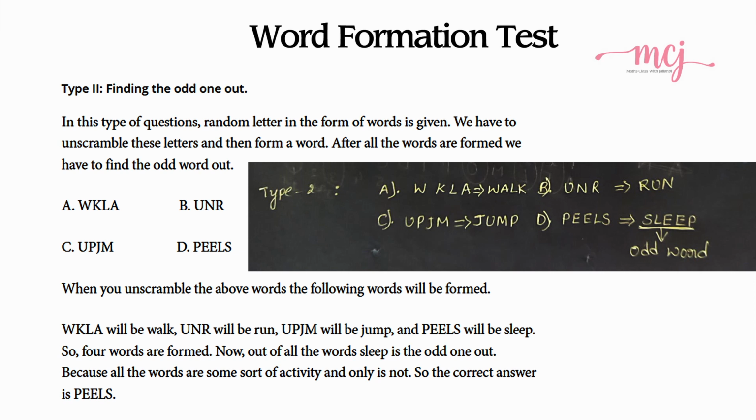When you unscramble the above words, the following words will be formed. WKLA will be walk. UNR will be run. UPJM will be jump. And PEELS will be sleep. So, 4 words are formed. Now, out of all the words, sleep is the odd one out because all the other words are some sort of activity and sleep is not. So the correct answer is PEELS.